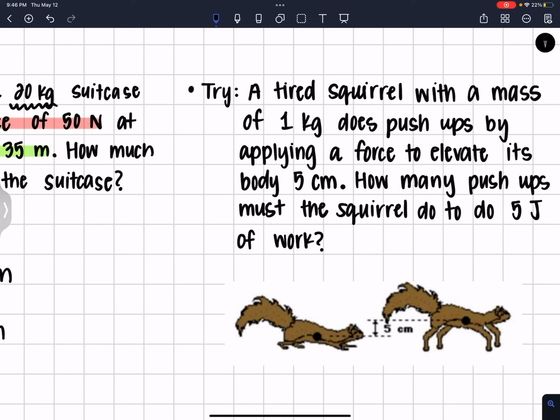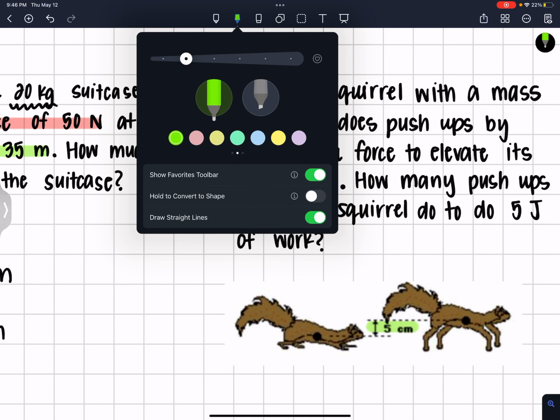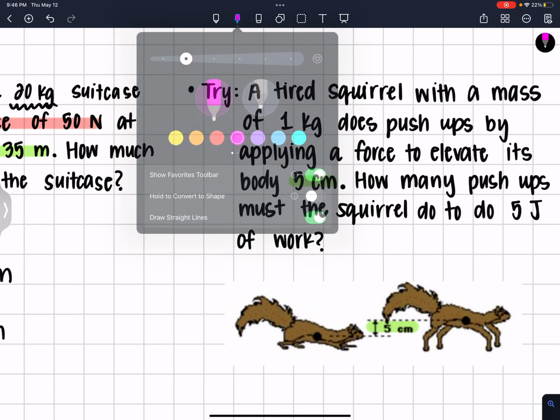All right, I'm assuming that if you are watching this, that means you've attempted this problem already. So let's get started. A tired squirrel, with a mass of 1 kilogram, does push-ups by applying a force to elevate its body 5 centimeters. So 5 centimeters is the distance that its body is moving. How many push-ups must the squirrel do in order to complete 5 joules of work?